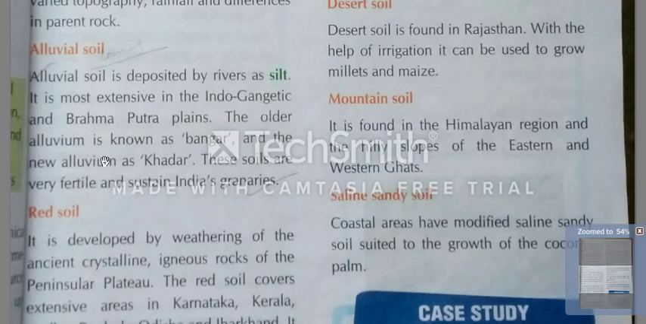The older alluvial soil is known as Bangar and the new alluvial soil is Khadar. Class, if you will see the class 10th book, you will find the same thing. In that class, the question was asked what is Bangar, what is Khadar. The old alluvial soil is known as Bangar and the new alluvial soil is known as Khadar. Clear? Okay.